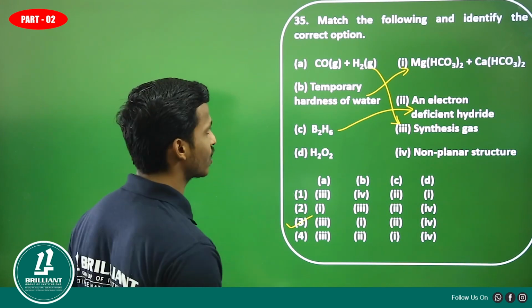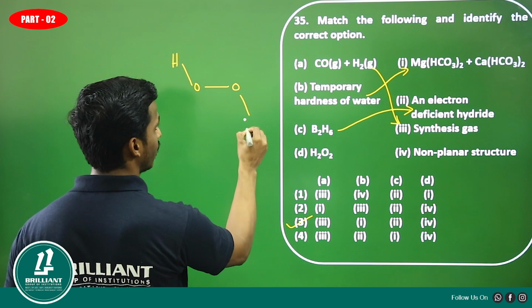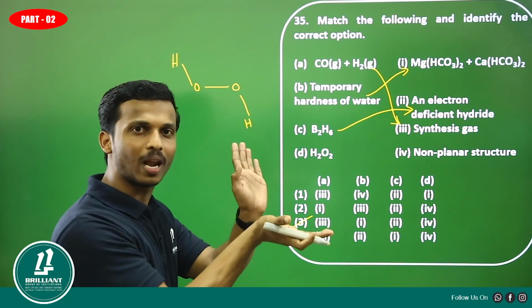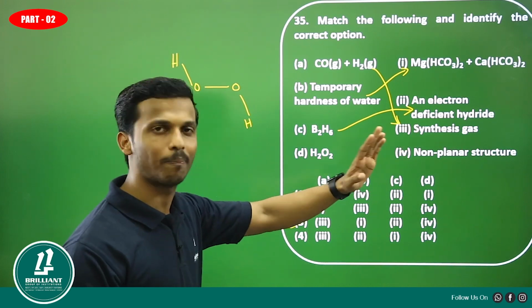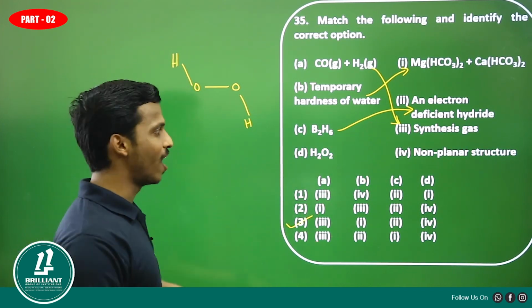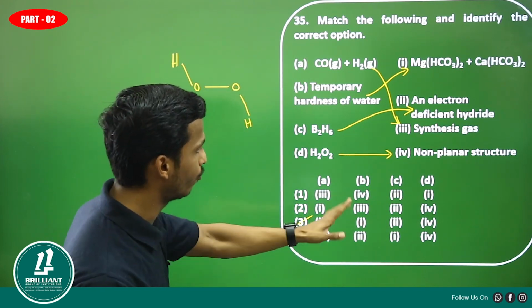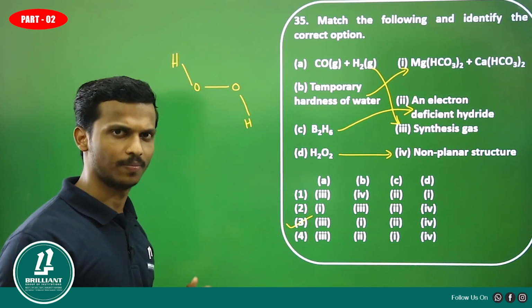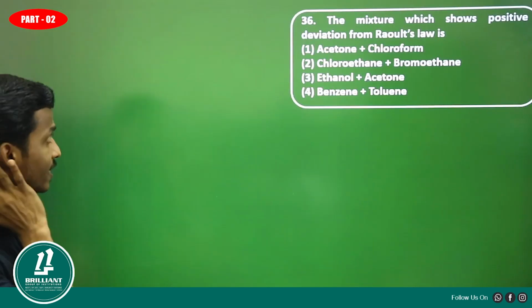H2O2. You know what is the structure of H2O2? H2O2 has an open book like structure, right? Open book like structure. It is non-planar. Yes, option D goes to the fourth one. The answer is the third one. Clear? Right. Let's go to question number 36.